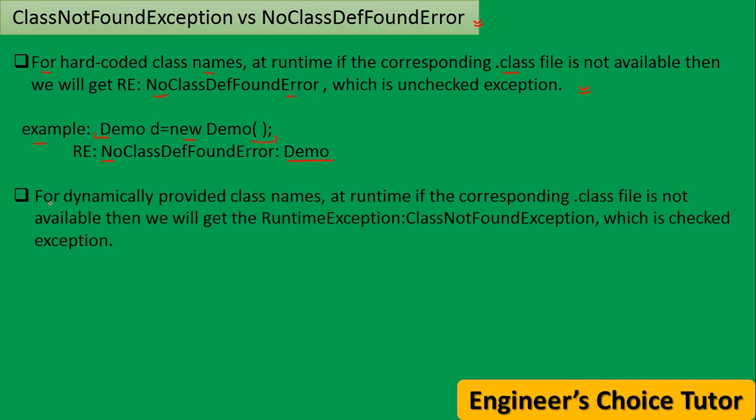Now, second. For dynamically provided class names at runtime, if the corresponding .class file is not available, then we will get the runtime exception, that is ClassNotFoundException, which is a checked exception. This is the second one. Actually what happened? I don't want to hard code the class name. I want to pass my class name at the runtime, and I want to get the object at the runtime only.